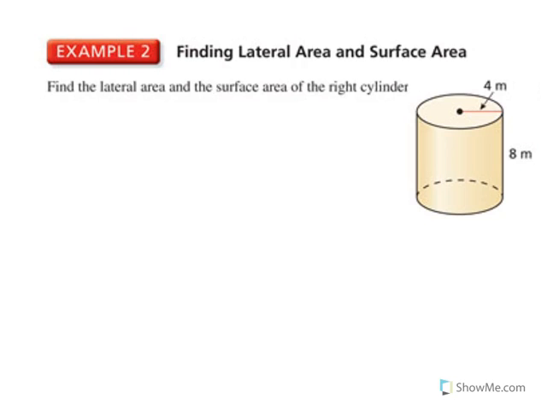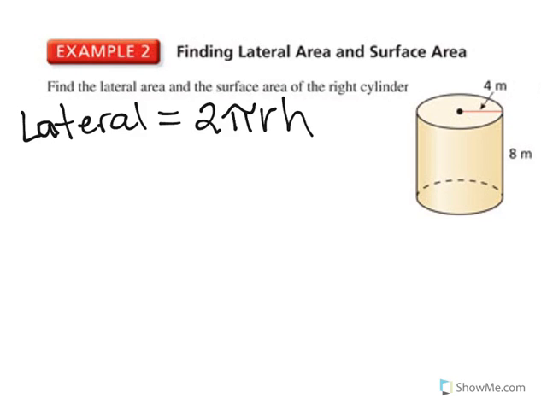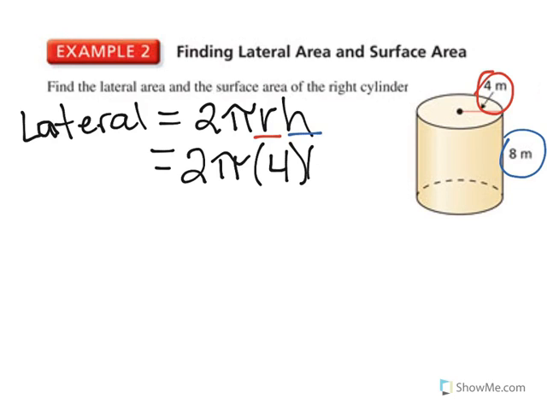Alright, so for our first example, we need to find the lateral and surface area of the right cylinder. We'll start with the lateral area. And we know that the lateral area of a cylinder is 2 pi r h. Alright, so we need to locate our radius, which is 4, and we need to locate the height of our cylinder, which is 8. Okay, we have everything we need to plug in. We have 2 pi, our radius is 4, height is 8.